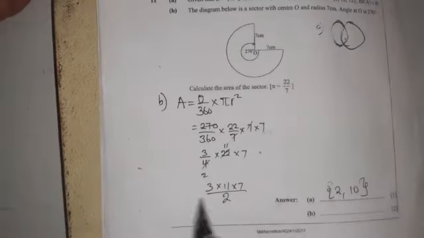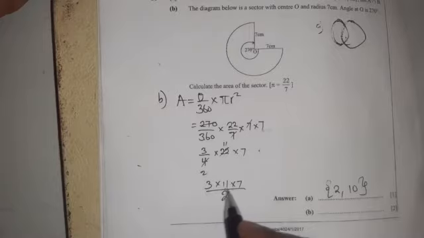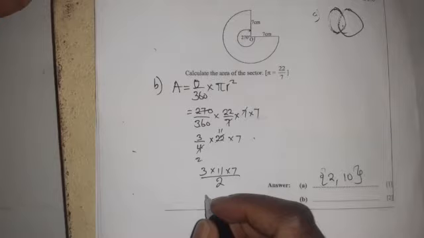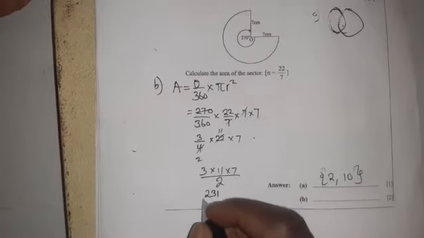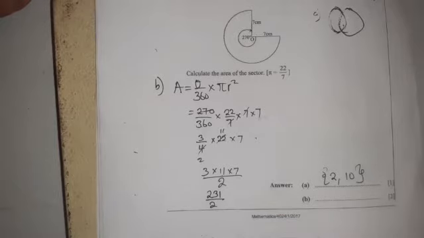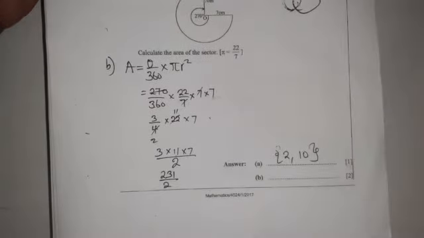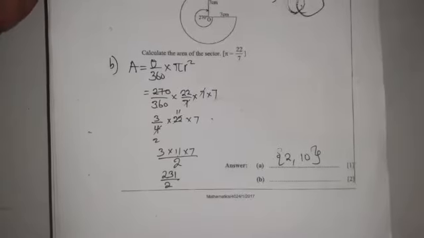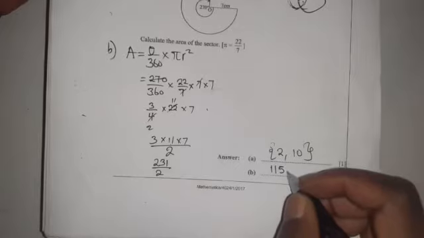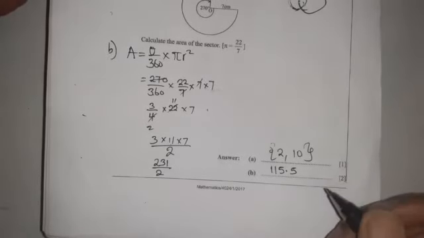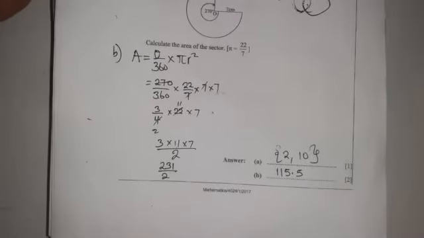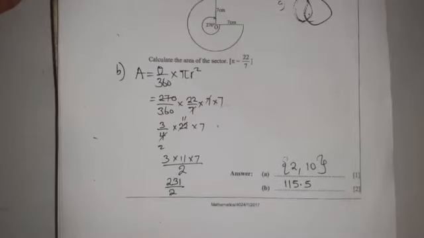Okay, so when you multiply 3 multiplied by 11 by 7, what are we getting? We're going to get 231 over 2. So when you divide 231 divided by 2, what are you going to get? You're going to get 115.5. That's what you're going to get. Okay? So we move on to the second question.